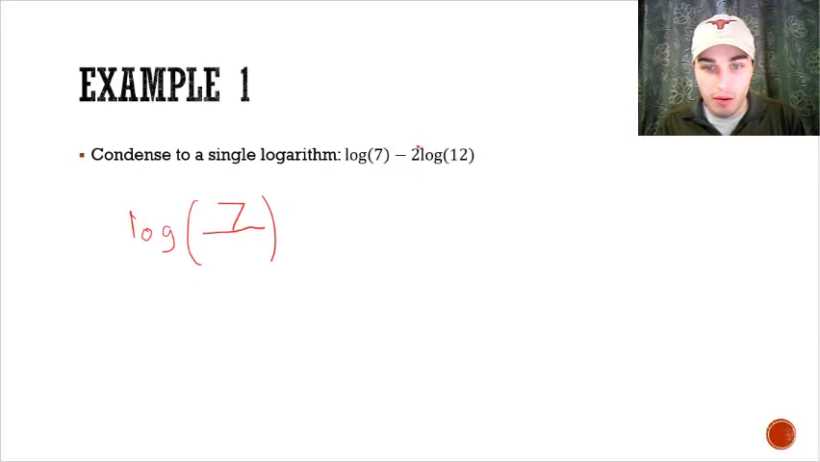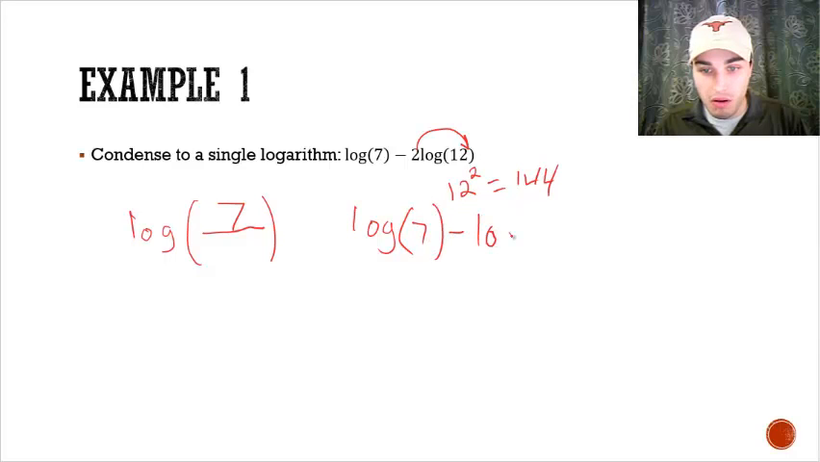There's a 2 right here. This 2 is going to become the power of the 12. What's 12 squared? It's 144. So then really what I have here is log of 7 minus log of 144. And so now I've already got the 7 on top, and of course the subtraction is why we have the fraction in the first place, and now I know it's 144 that's on the bottom there.